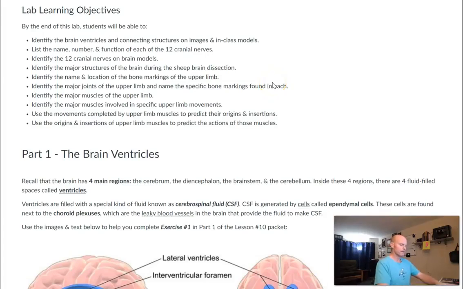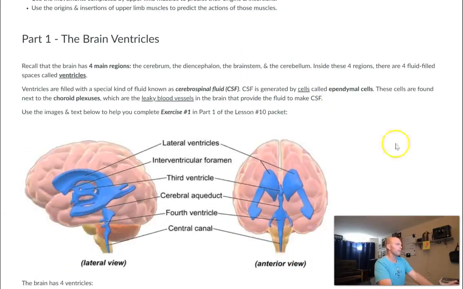Let's go ahead and get started with the lab from this past Wednesday. Okay, so we haven't talked about the brain ventricles before, so let's talk about them now. So first, we want to make sure that we specify the four brain regions, being the cerebrum, the diencephalon, the brainstem, and the cerebellum. Now, inside these regions, there's these fluid-filled spaces that are referred to as the ventricles.